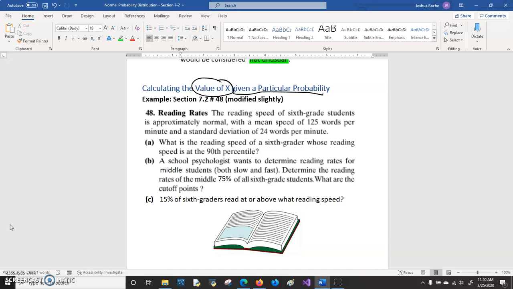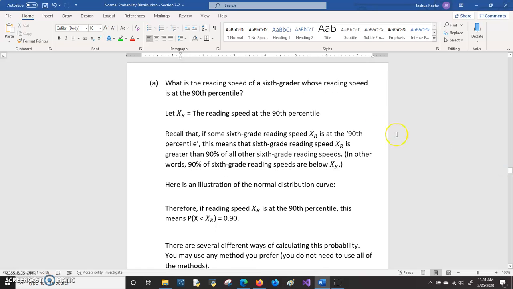The reading speed of 6th grade students is approximately normal with a mean speed of 125 words per minute and a standard deviation of 24 words per minute. Part A, what is the reading speed of a 6th grader whose reading speed is at the 90th percentile? We'll just call this XR. We're trying to find the reading speed at the 90th percentile.